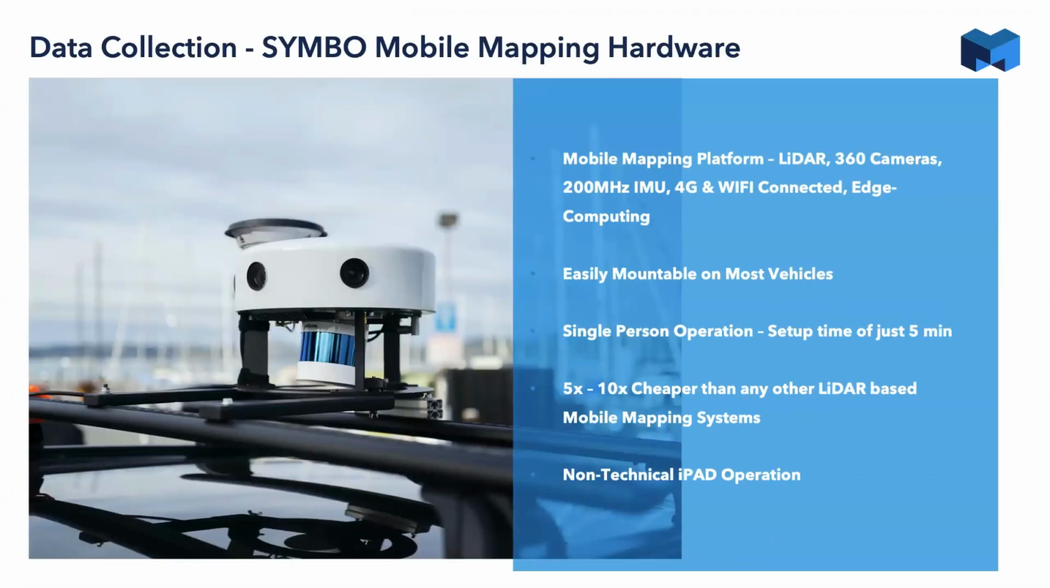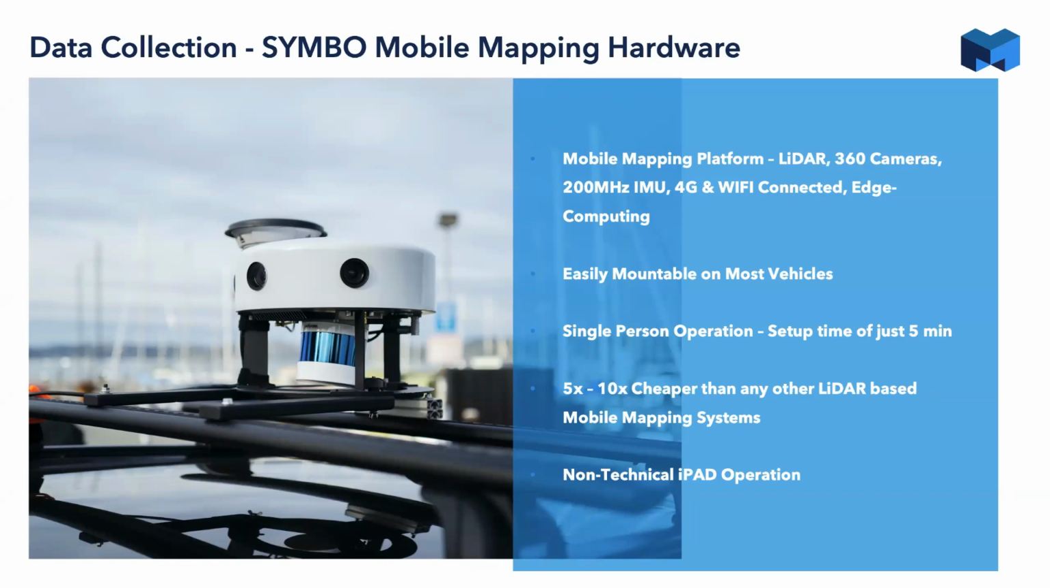So how do we collect this data? We have a mobile mapping platform which we've developed called SIMBO. This is an image of it, and it's pretty well equipped. It has LiDAR, 360-degree cameras, a good quality IMU and GPS, 4G so it's a connected device, plus Wi-Fi, Ethernet, etc. And importantly, it does edge processing as well. This one device has NVIDIA graphics cards built into it and does all of the computation and collection of the data in that box. It doesn't need to be plugged into a computer to do any of the processing.